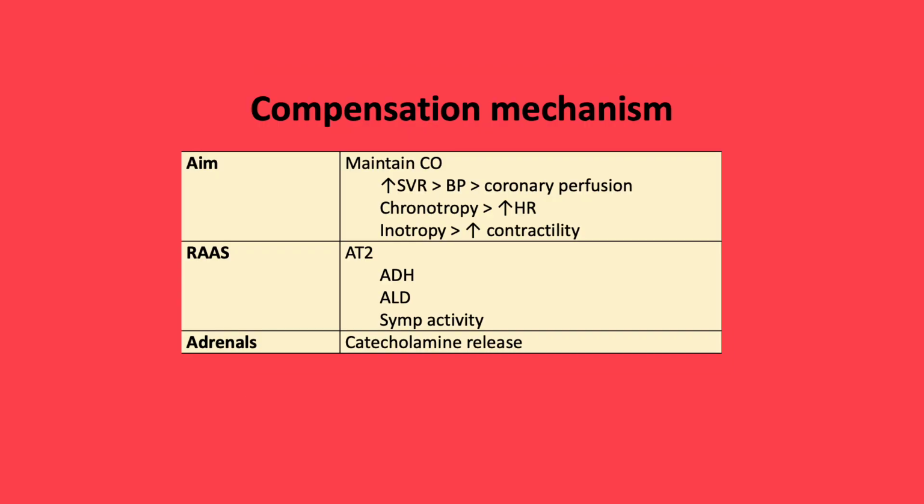There's a range of compensatory mechanisms to maintain physiology. Cardiac output is maintained and thus flow to organs is achieved by increasing systemic vascular resistance, increasing the heart rate, and increasing the force of contractility of the heart. This is achieved by multiple mechanisms. Important mechanisms include activation of the adrenal gland to release catecholamines and activation of the renin-angiotensin-aldosterone system to release ADH, aldosterone and increase sympathetic activity via angiotensin II.